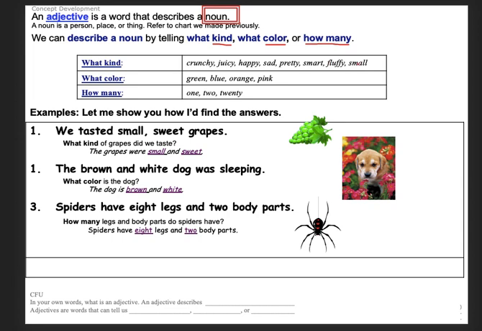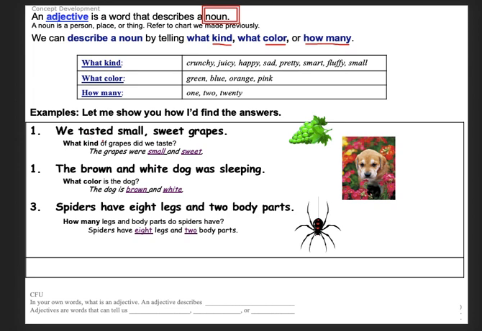Notice that none of these words are actions. They're all talking about the looks, the kind, the color, the amount. What color? All color words are adjectives. And how many? 1, 2, 20, all the number words. Let me show you how I'd find the answer. So here's some samples.